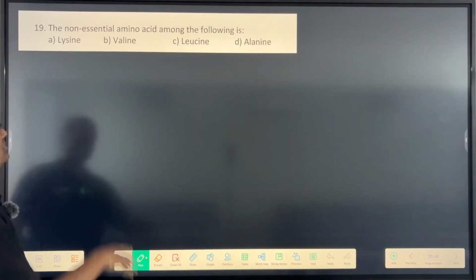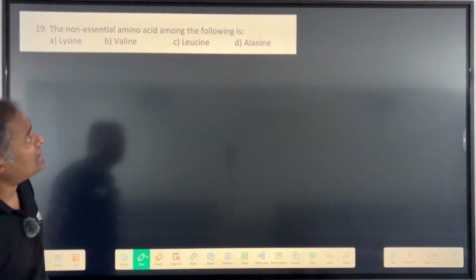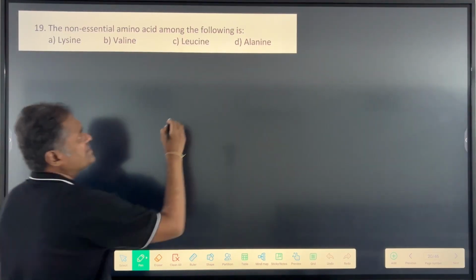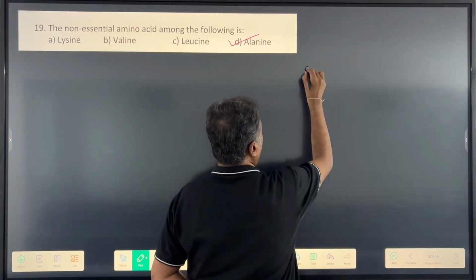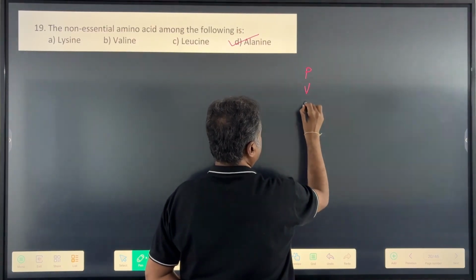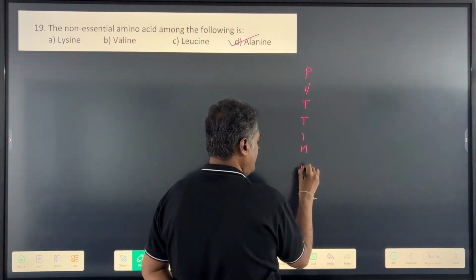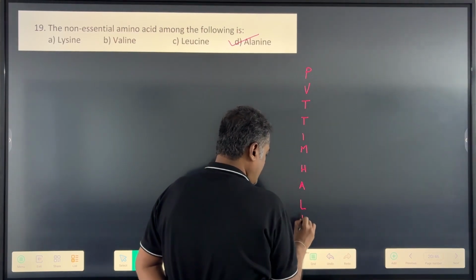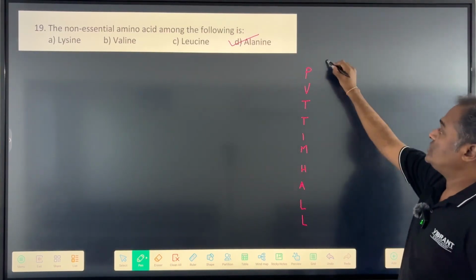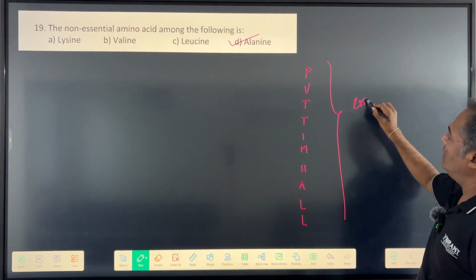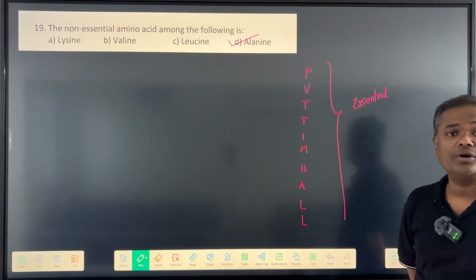Now this is a very straightforward question, child, it is information based. The non-essential amino acid among the following is, and the correct answer is alanine. Now, some of you must be thinking, sir, how did you come to know? If you remember, child, in the classroom I gave you one mnemonic to be remembered: PVT TIM HALL, H, A, L and L. These are those 10 alpha amino acids which are essential alpha amino acids, and the remaining ones are called non-essential.